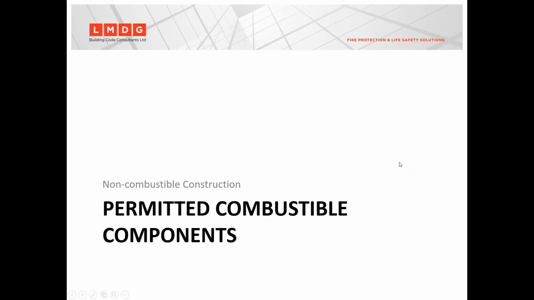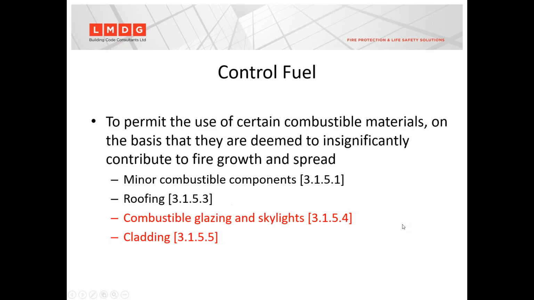And we know we need to have some combustible materials in buildings, anything from electrical wire shielding to tape on drywall to fiberglass spacers in wall assemblies to thermal breaks in windows. We need combustible components, and we are permitted to use them because so many of them can be safely used. But how does the building code address and categorize how something could be safely used? Well, they're looking to control fuel. They permit a certain amount of combustible materials on the basis that they are deemed to insignificantly contribute to fire growth or spread if they're used.